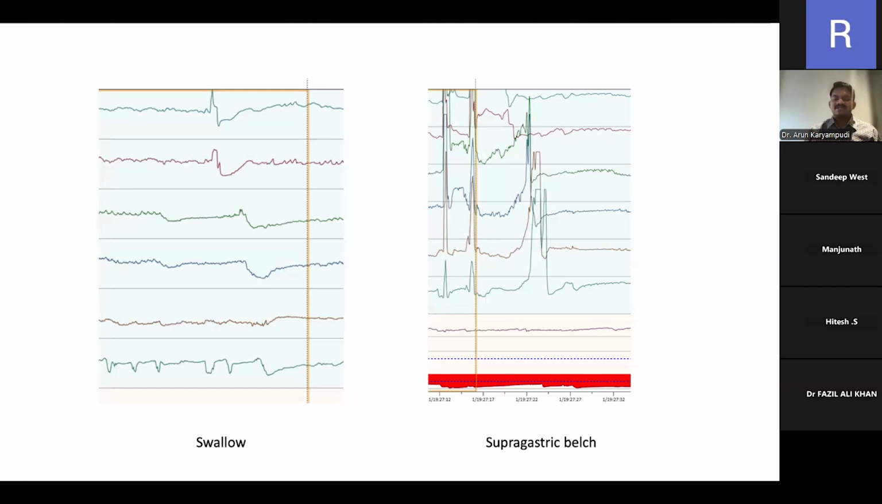This phenomenon happens in a fraction of a second. So you can hardly make out whether it is moving in an oral or an aboral direction. You can only see these kinds of spikes happening when the patient belches. When you have this kind of a picture, especially in a patient with belching, you should classify this as a supragastric belch.